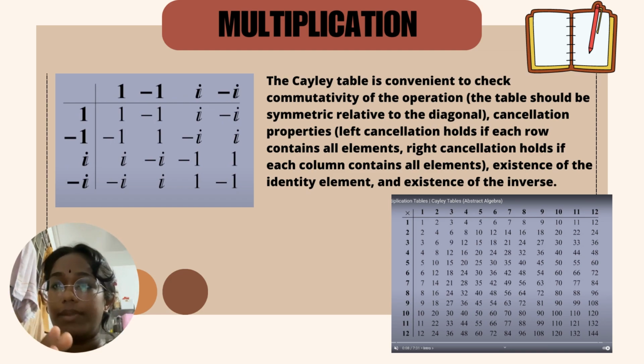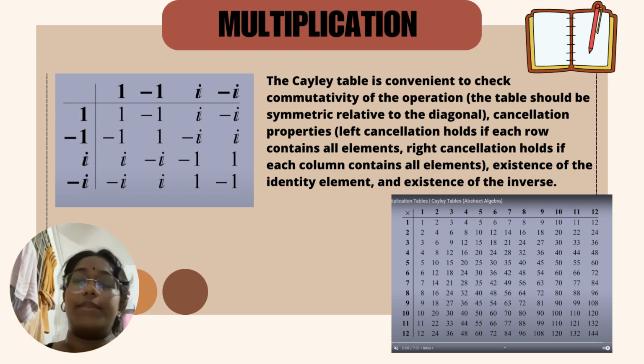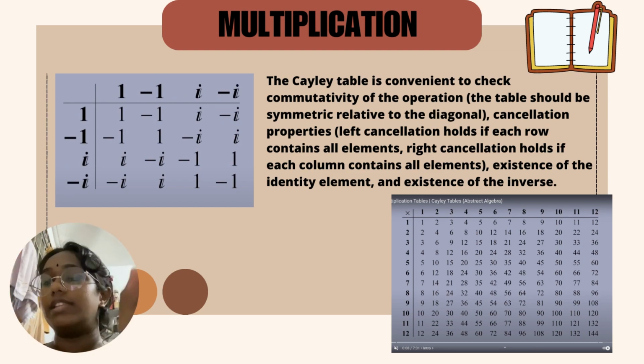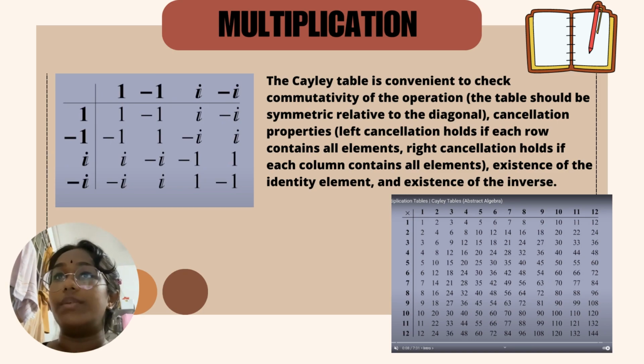When we are doing multiplication by using the Cayley table, we have to make sure that we know the table rule, like 1 times 1 is 1, 1 times 2 is 2. As you can see the table in the down part, we have to follow that one. That one is the basic one. So the Cayley table is convenient to check the commutativity, which is the property of the Cayley table.